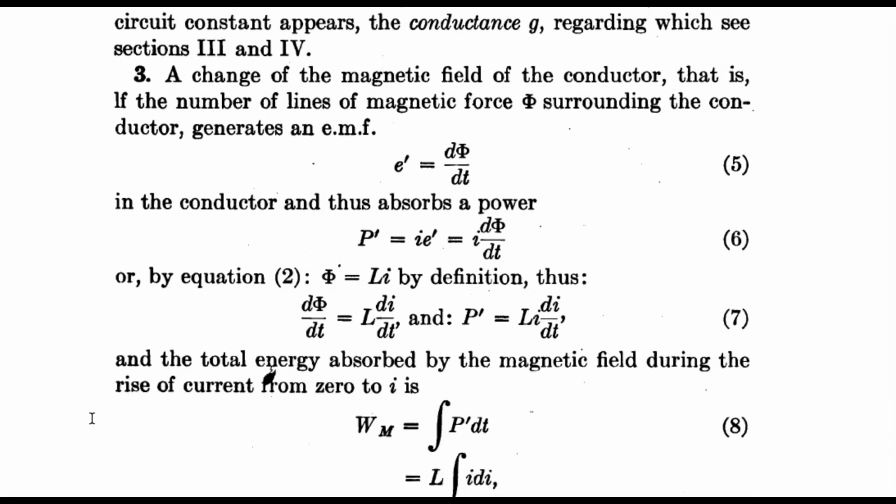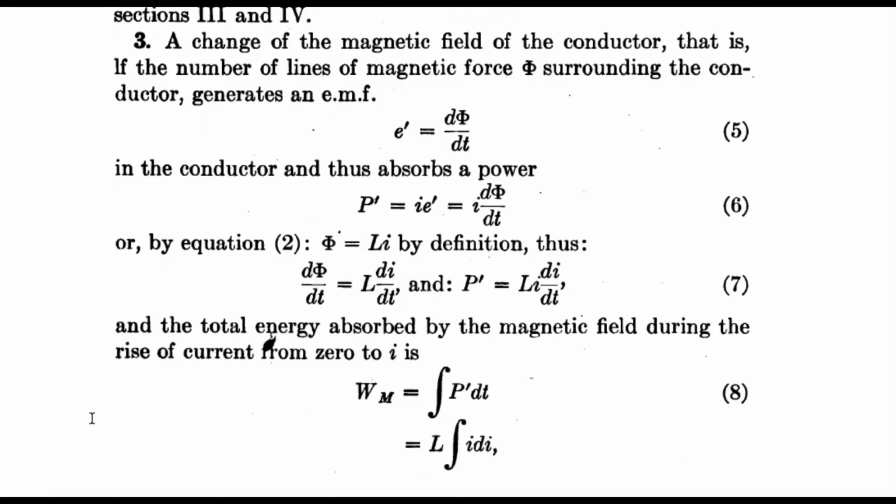3. A change of the magnetic field of the conductor, that is, if the number of lines of magnetic force phi surrounding the conductor changes, generates an electromotive force denoted as E prime, which is equal to the derivative of phi with respect to time. Thus, E prime is equal to the rate of change of phi over time, and the conductor absorbs a power P prime, which is equal to I times E prime.